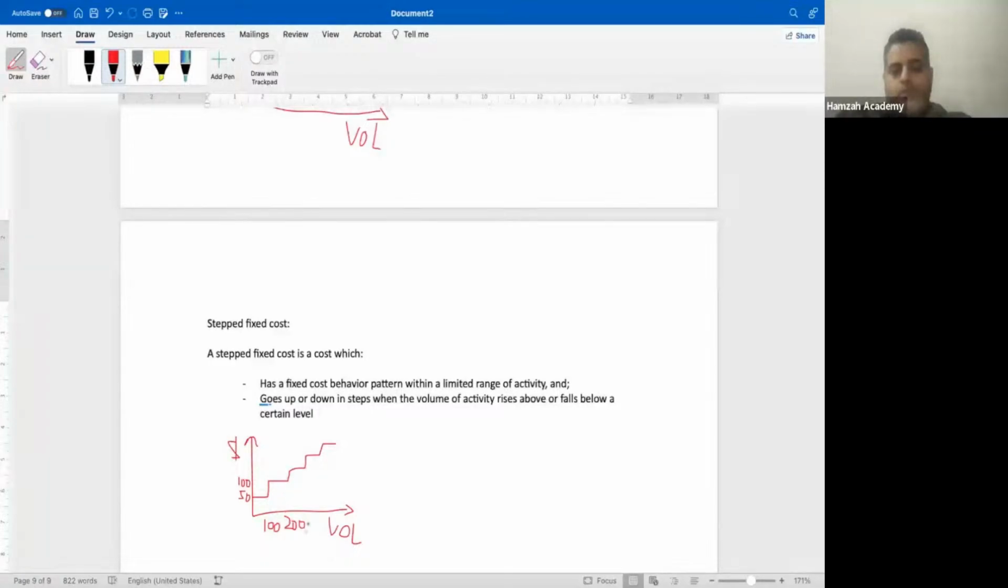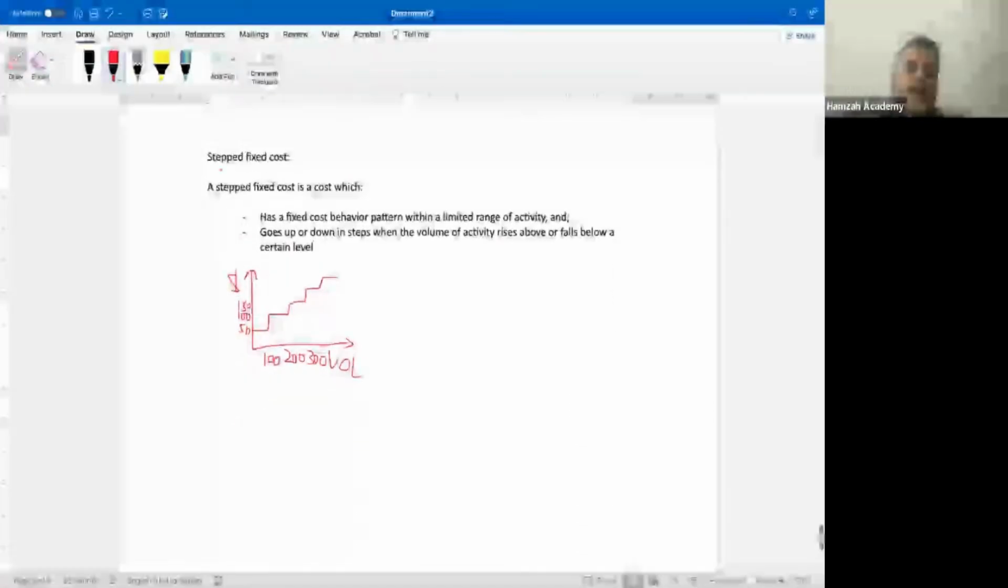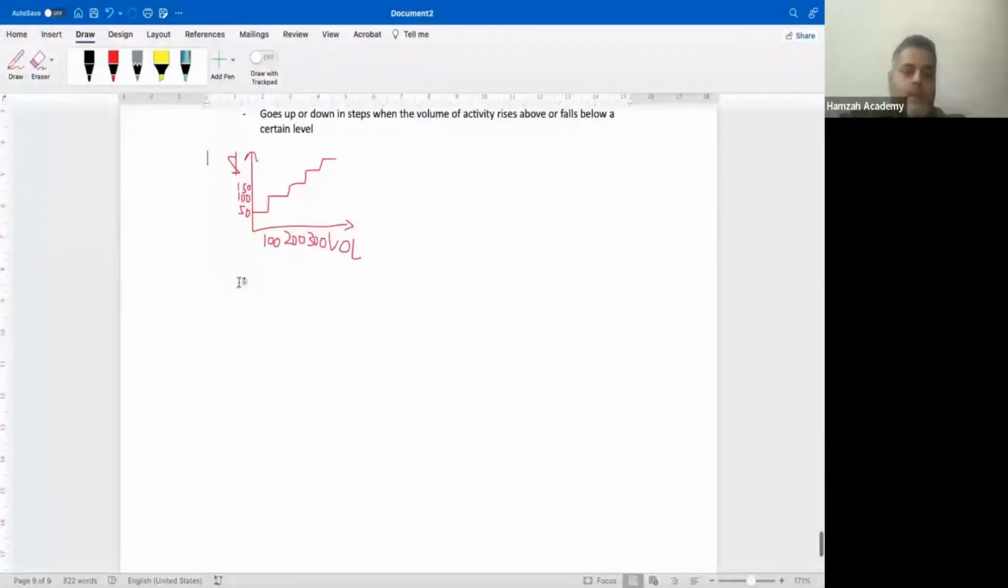Then, as soon as you go up from 200, you need another warehouse that's going to cost you another 50. And that is going to be at 150 over here as far as the units are concerned, right? So gradually you're going up, gradually your cost is going up in steps, right? So this is what I have as far as the step fixed cost is concerned. Done? Okay, I hope it's clear.